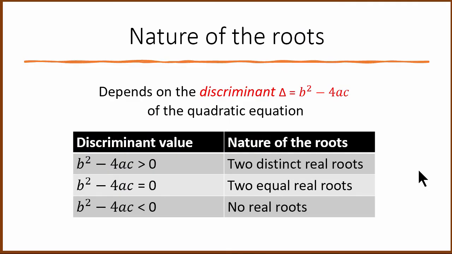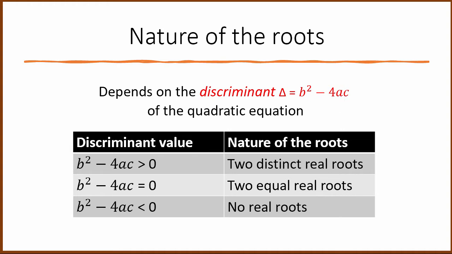Now the nature of the roots depends on something called discriminant. This is a new term, discriminant. What is the discriminant of a quadratic equation? The discriminant of a quadratic equation is the b square minus 4ac term. b square minus 4ac is the discriminant of a quadratic equation.